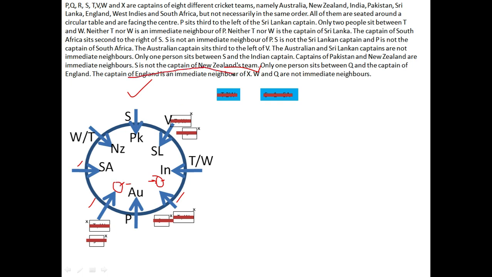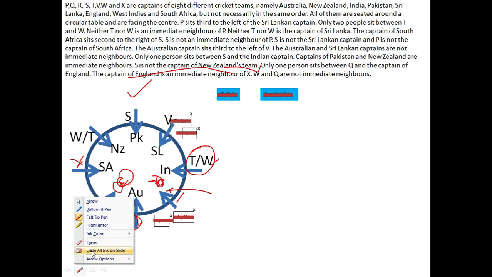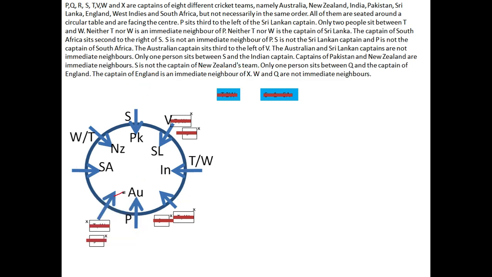Captain of England is immediate neighbor of X. Now things will be very much clear, because if the captain of England is coming here, then X has to be an immediate neighbor, so X has to come either at this position or this position. But we know that with the given figure X cannot come at this position, because this is already occupied by T and W, and it's already occupied by P. So the thing is clear that England captain has to come here, and X has to come here. Then as soon as England comes here, Q has to come at this position. The same has been written here. I will just erase it. So England captain has to come at this position.